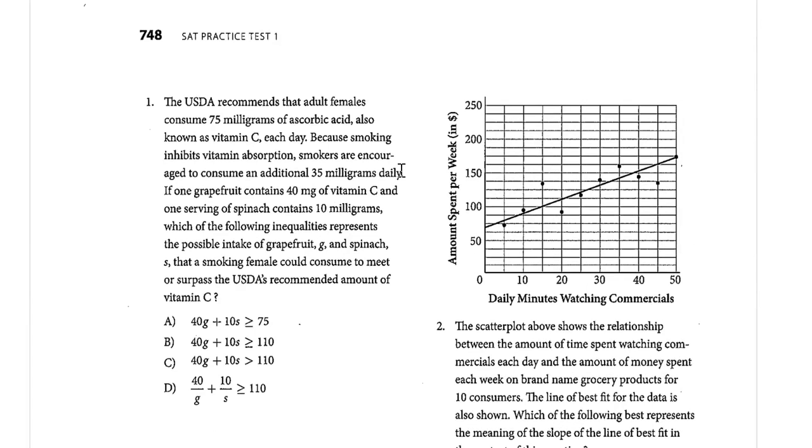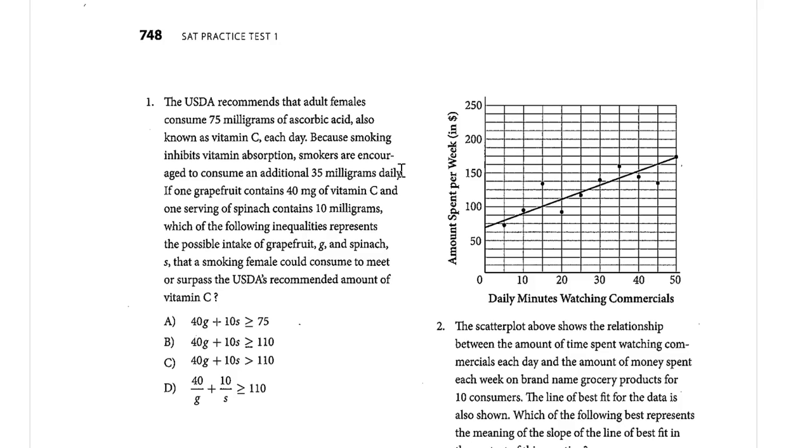All right, so let's work through question 1 here. In this case, we're not going to do the strategy so much of going through. We'll just go through each problem here to get a little more of the practice side of it in. All right, so the USDA recommends that adult females consume 75 milligrams of ascorbic acid. Not quite sure what that is, but we'll be good. Also known as vitamin C. Well, that's what it is. Each day. So what I'm going to do is show you a little trick here of reading the end first to figure out what it is I actually am trying to find here.